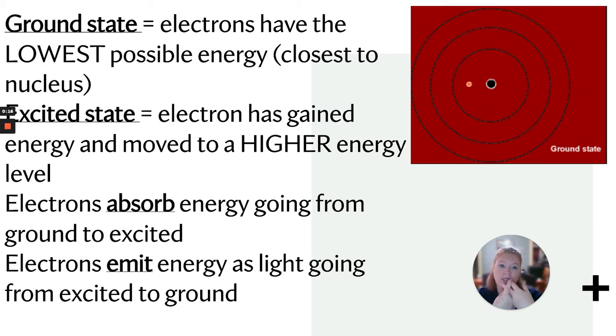If an electron is in an excited state, the electron has gained energy and moved to a higher energy level, further away from the nucleus. When an electron absorbs energy, it can move from ground to excited state. When electrons emit energy, they fall back from excited state to ground state.